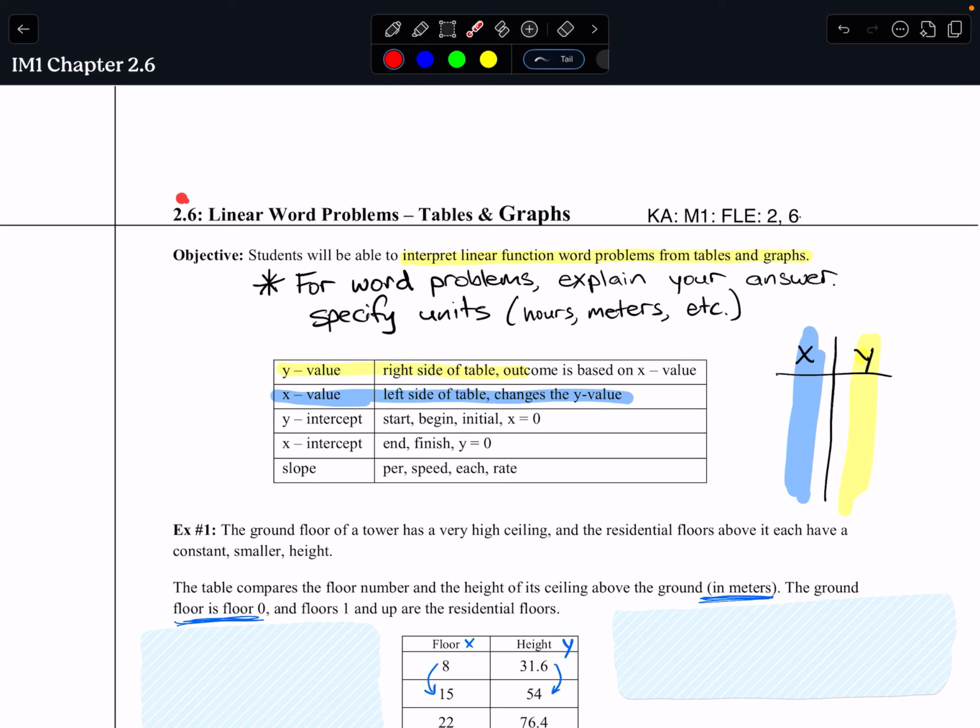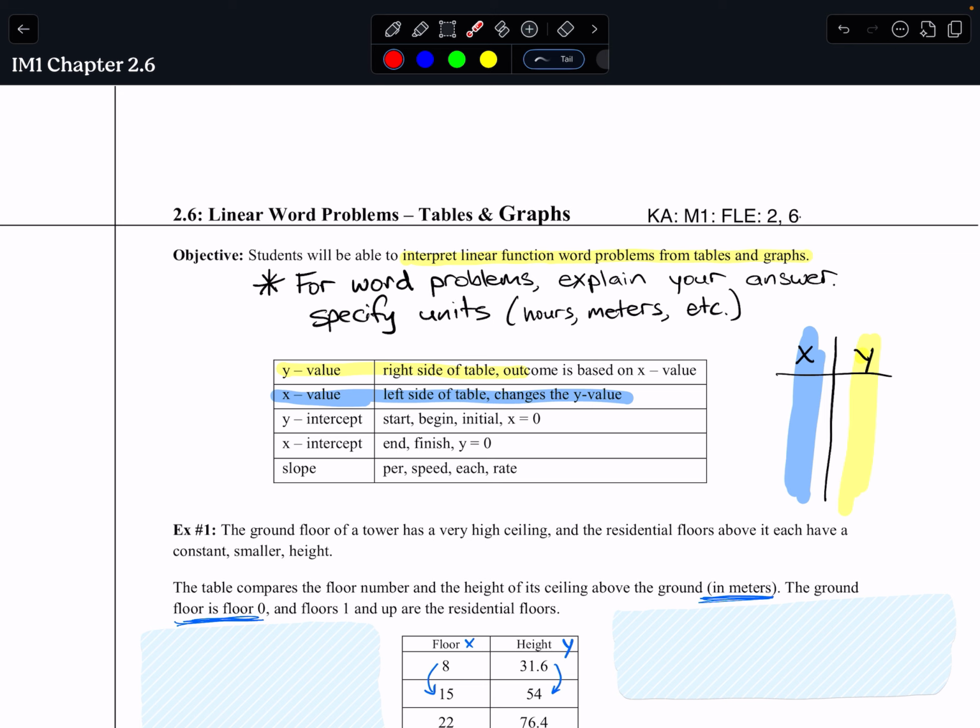All right, this is lesson 2.6, linear word problems, tables and graphs. Our Khan Academy skills for Math 1 are from Unit 4, forms of linear equations, skills 2 and 6. Your objective is that you should be able to interpret linear function word problems from tables and graphs.